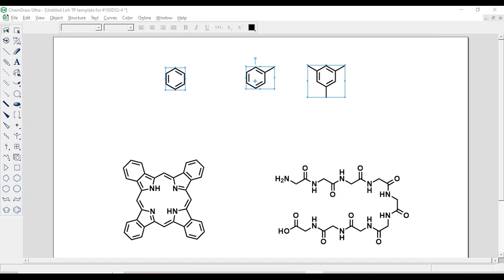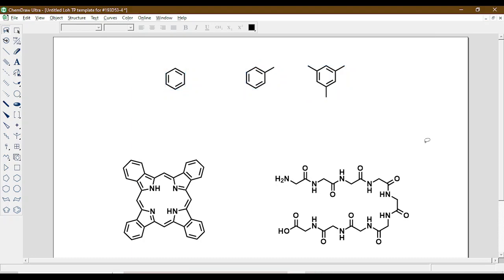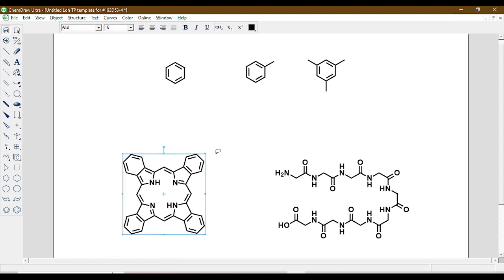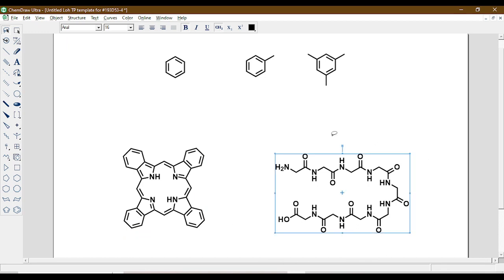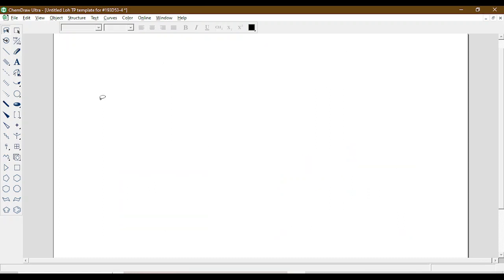In today's video, I'll be showing how to use ChemDraw to draw simple molecular structures like the ones on the top: benzene, toluene and trisubstituted benzene. Also complex structures like phosphorine and the amino acid structures, or even supramolecular structures. So to begin with, I'll clean all and then I'll start from the beginning.